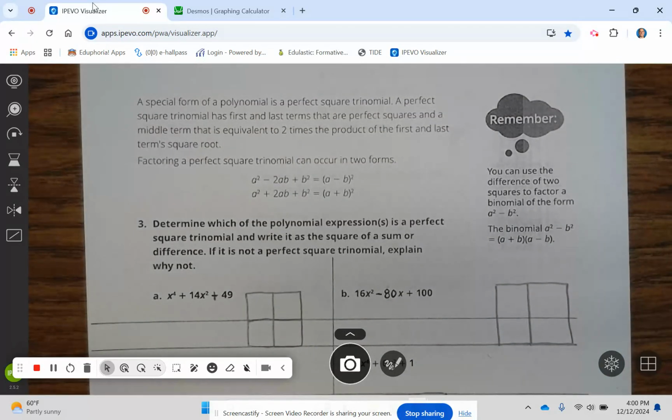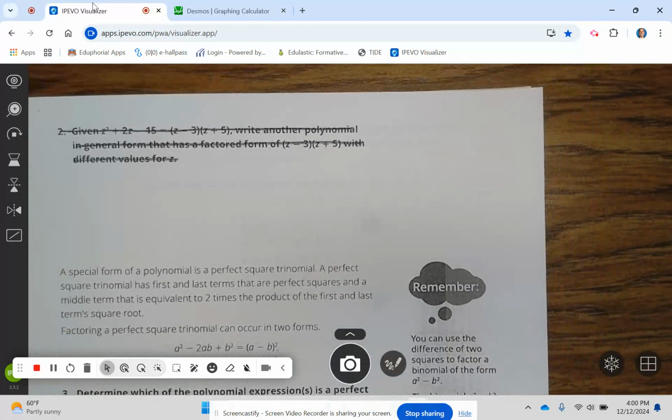All right, a special form of polynomial is a perfect square trinomial. A perfect square trinomial has first and last terms that are perfect squares and a middle term that is equivalent to 2 times the product of the first and last term's square root. Factoring a perfect square trinomial can occur in 2 forms, which are here. And let's go ahead and list a few of the perfect squares, okay?